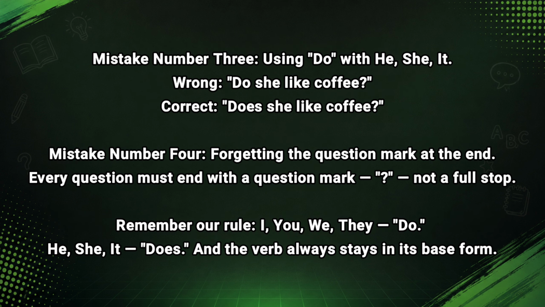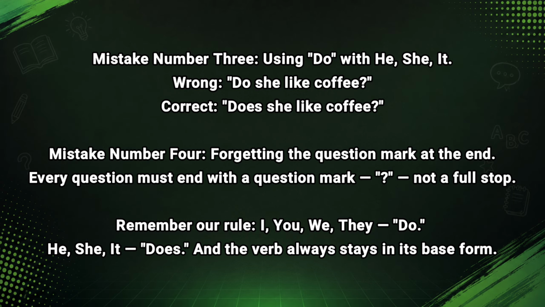Mistake number 3. Using do with he, she or it. For example, do she like coffee? Wrong again. The correct sentence is, does she like coffee? So remember, with he, she, it, we always use does, not do. Mistake number 4. Forgetting the question mark at the end. This is very simple but very important. Every question must end with a question mark, not a full stop.